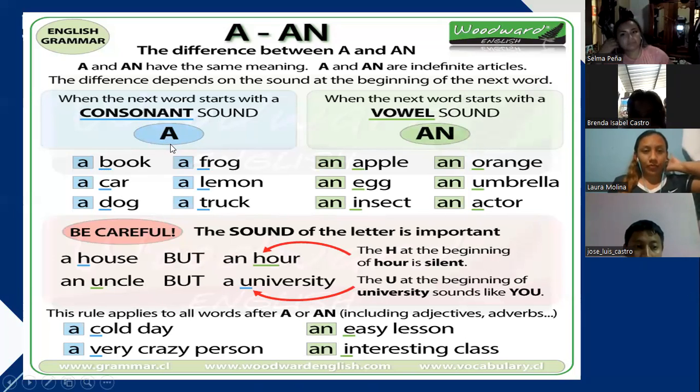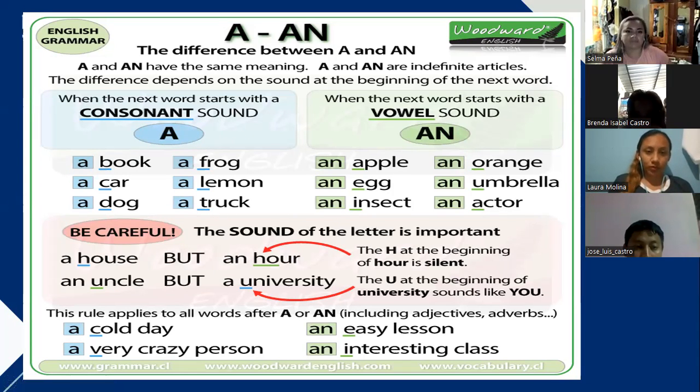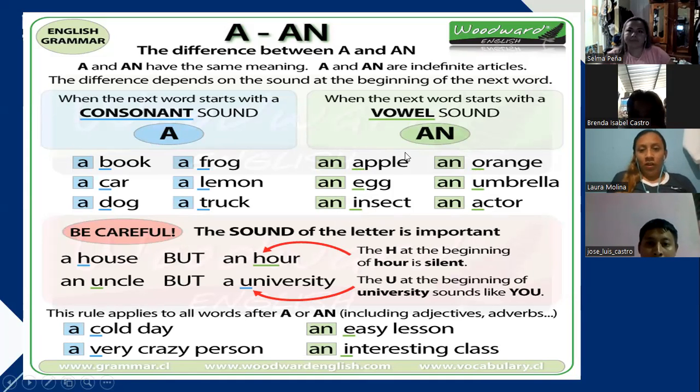A significa una, ¿ok? A book, a frog, a lemon. Ahora, cuando sea un sonido de vocal, el que vaya después, vamos a utilizar an. An apple, an egg, an insect, an orange, an umbrella. Okay? But guys, aquí tenemos que es solo el sonido, okay?